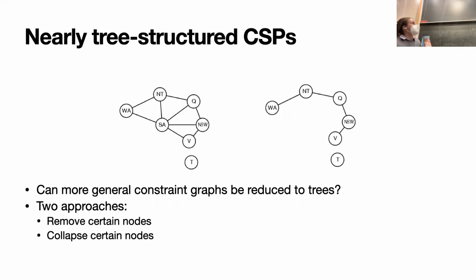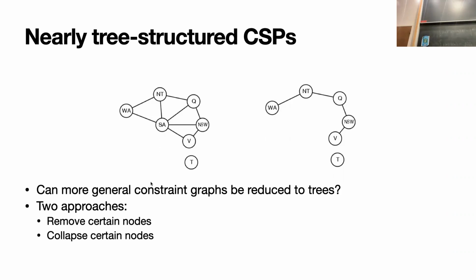So, a couple other things. Another type of structure that you might want to use is what are called nearly tree-structured constraint satisfaction problems. Again, trees have really nice properties. One of the reasons that I'm mentioning this is that you will see this in Bayesian networks as well. So these ideas do come back in the class. Here we're thinking about whether we can create more general constraint graphs that can be reduced to trees.